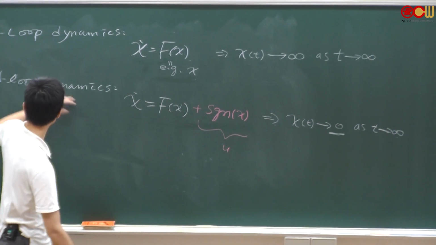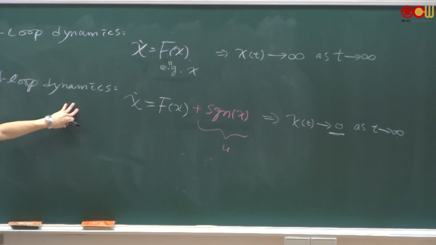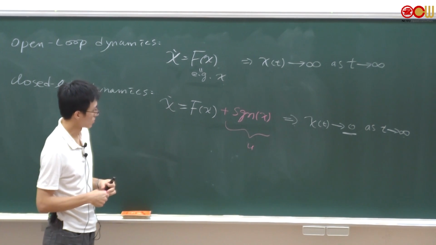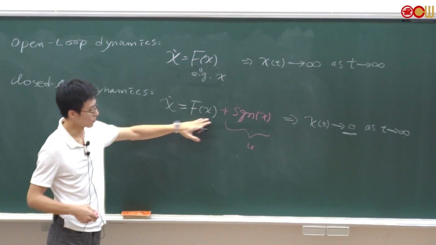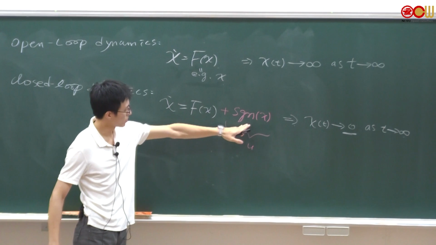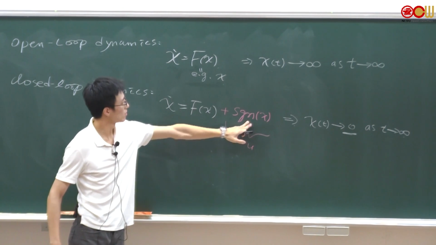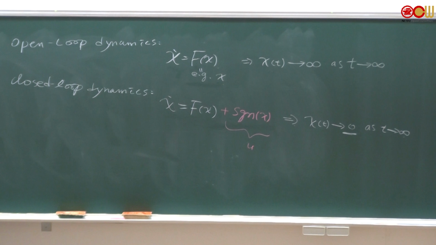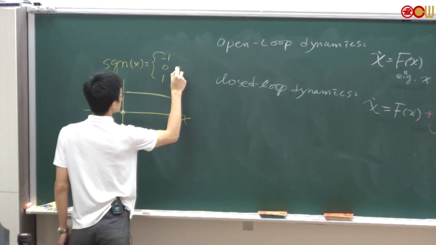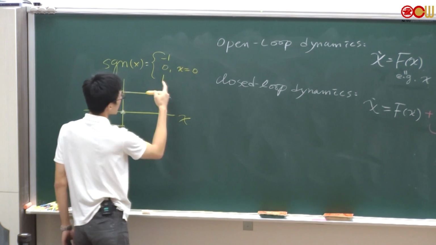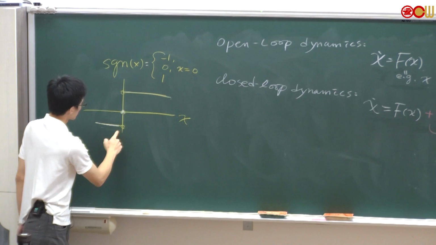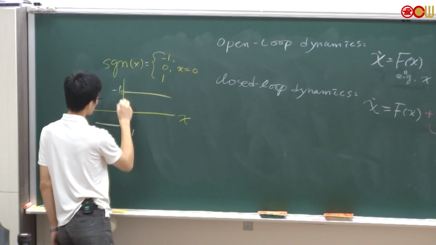That's called closed loop dynamics, right? It's a kind of feedback after you add this term. If you are interested, you can evaluate the solution of this ODE. Did anyone know what this function looks like? The sign function. When x equals 0, it is 0. It is -1 if x is smaller than 0.